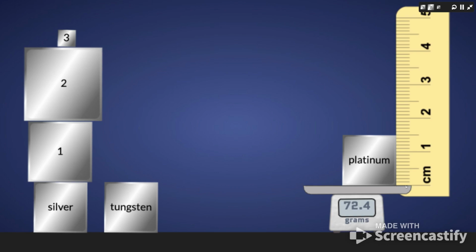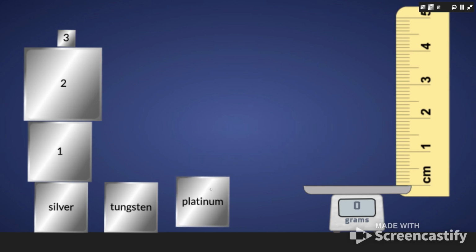And so if we're reading, I can see it starts here at 0, goes up half a centimeter, 1 centimeter, and then I'm just counting by tenths right now. 1.1, 1.2, 1.3, 1.4, and 1.5 centimeters. So I know that the side of this cube is 1.5 centimeters. You would record that in your data table. You would repeat that for all the 6 different cubes.